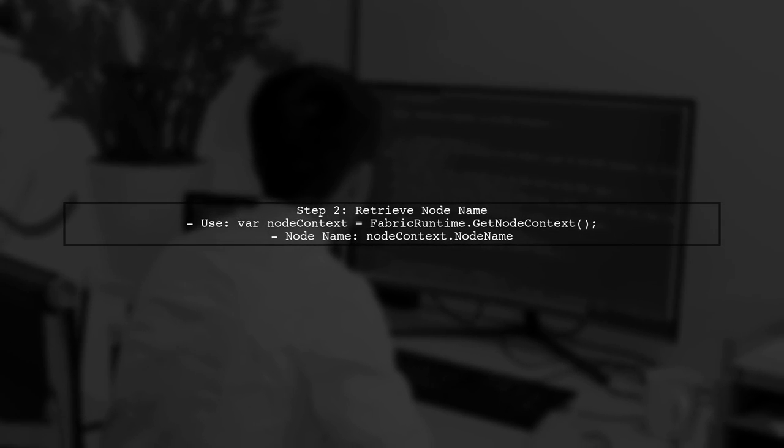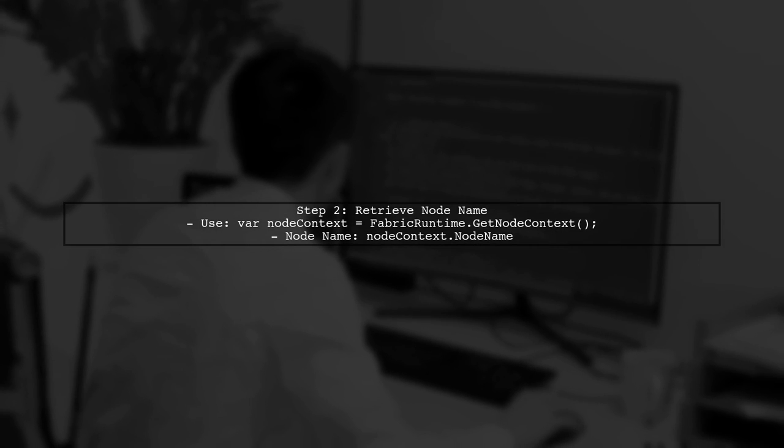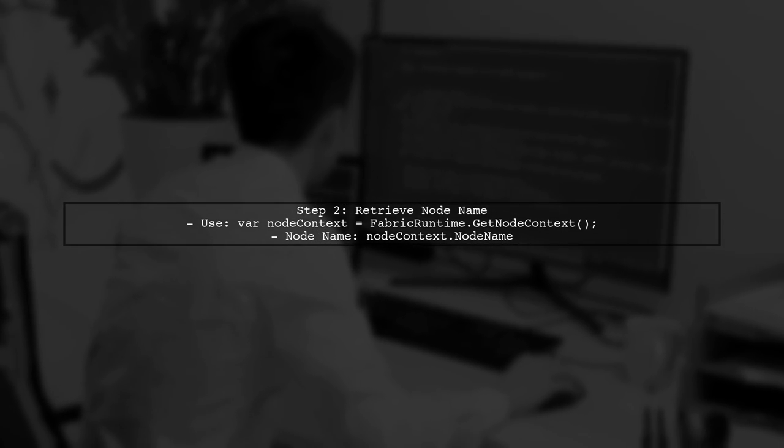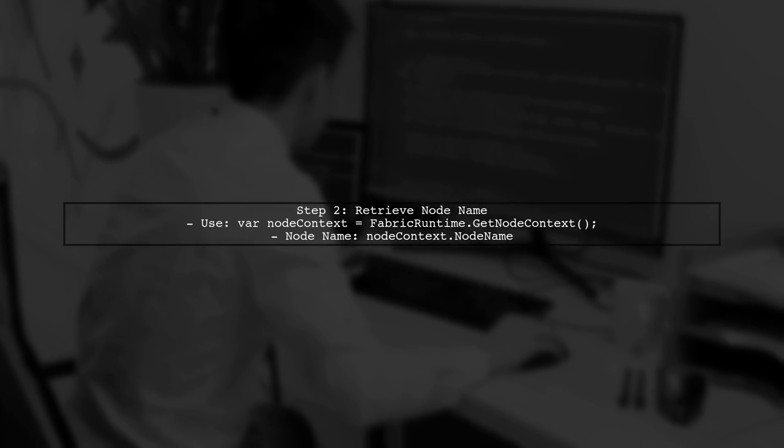Now, let's continue on. To get the name of the node where your code is executing in an Azure Fabric cluster, you can use the Fabric Runtime class. This class provides access to the runtime environment of your service. Next, you will want to retrieve the node name from the Fabric Runtime context. You can do this by accessing the node context property.